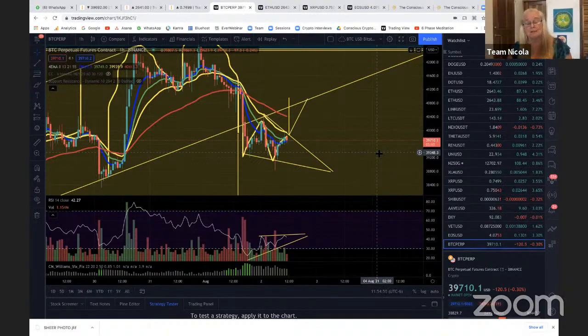And you also run the risk of running out of juice in your account to be able to scale in if it goes down even lower. In the beginning, when I first traded, I got wrecked doing that, by the way. So I don't do that anymore.